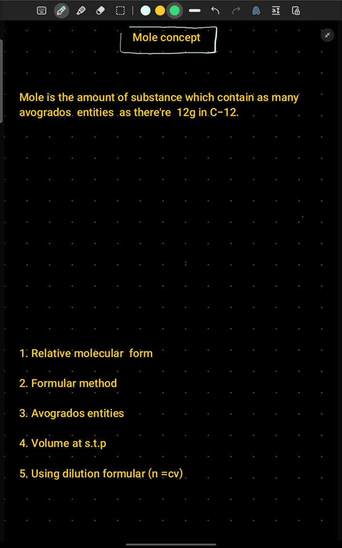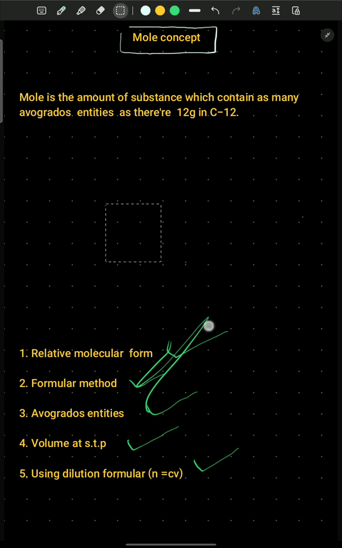So the mole concept, like I said, can be found in many ways, and these ways include using the relative molecular mass method, the formula method, the Avogadro's entities, using volume at STP, and using the dilution formula. At the end of this topic, it is expected of every student that watched this video to be able to solve any questions under the mole concept. Now, it is very important to understand how all these things go.